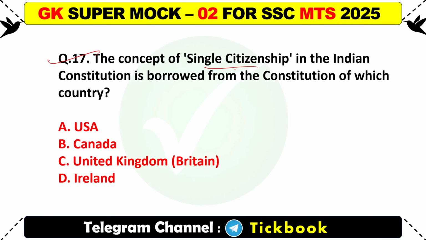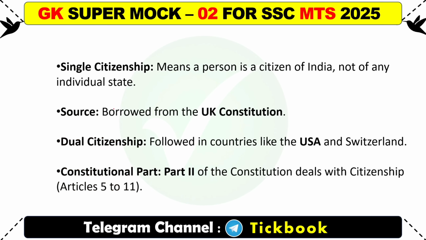17. The concept of single citizenship in the Indian Constitution is borrowed from the Constitution of which country? Option C, United Kingdom, Britain. Single citizenship means a person is a citizen of India, not of any individual state. Source: borrowed from the UK Constitution. Dual citizenship is followed in countries like the USA and Switzerland. Part 2 of the Constitution deals with citizenship, Articles 5 to 11.